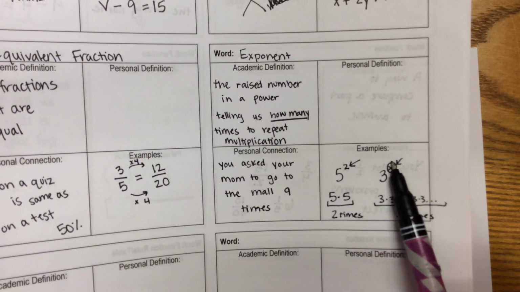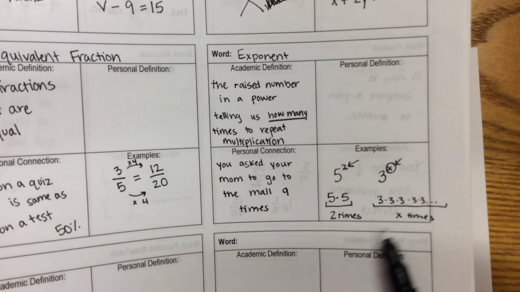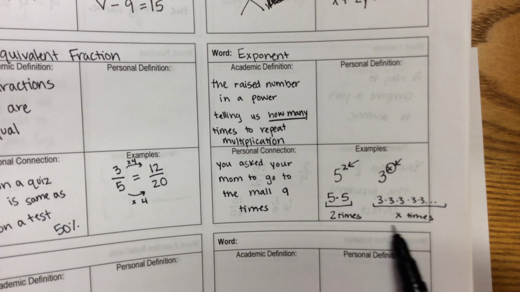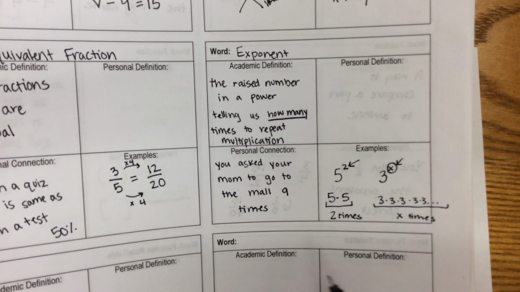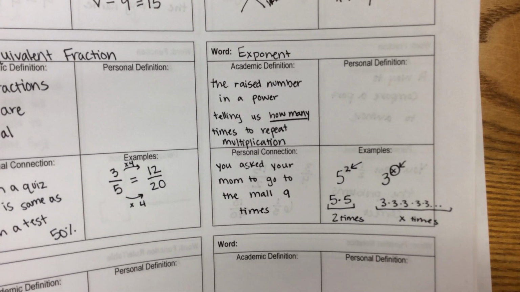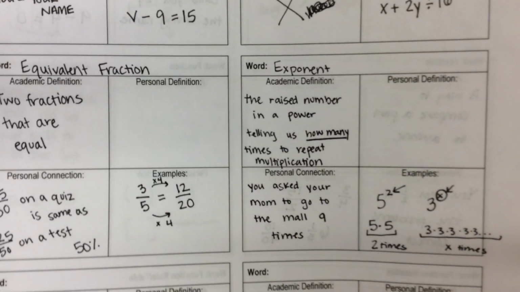We did it 2 times because of that 2. 3 to the x, the x is the exponent. So we're going to do 3 times 3 times 3, dot, dot, dot, and x amount of times. We don't know how many times. But there'd be an x number if we counted. Okay, it'd be like you asked your mom to go to the mall 9 times. 9 would be the exponent because that's how many times you've repeatedly asked.